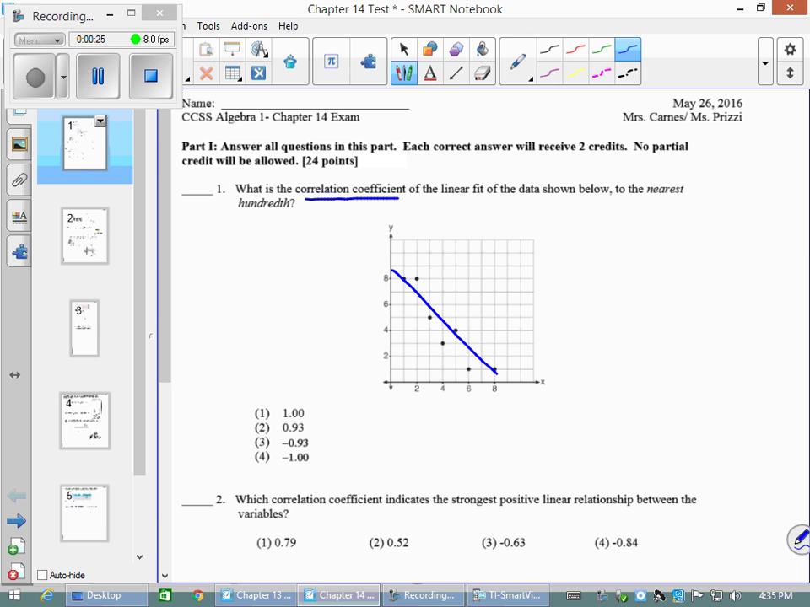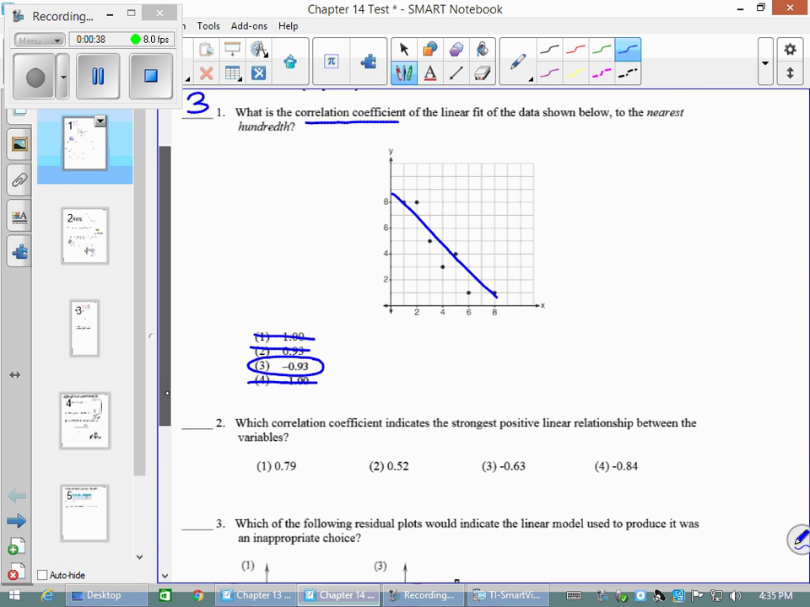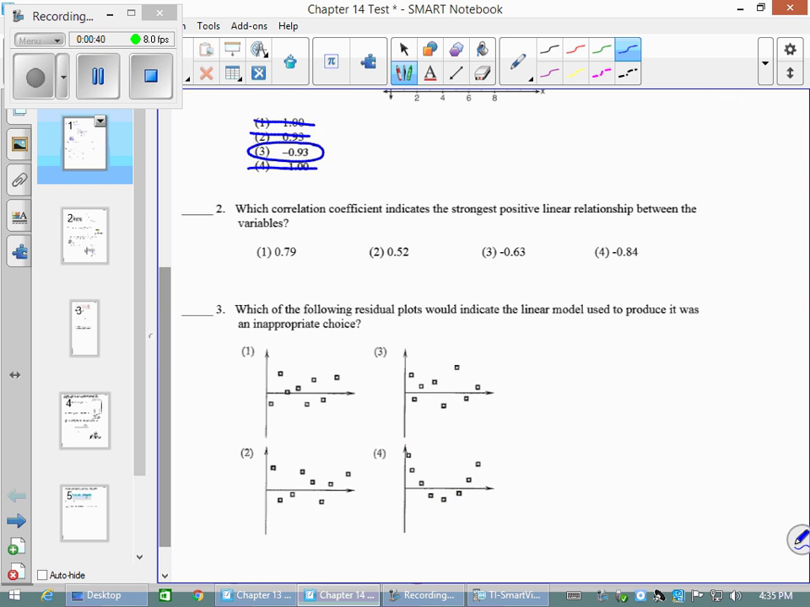So I would think that this is a negative correlation coefficient, close to -1, but it's definitely not a perfect correlation, because in order to be perfect, you would have to have every data point fall on the line. So choice 3 would be the best, would be the answer for number 1.